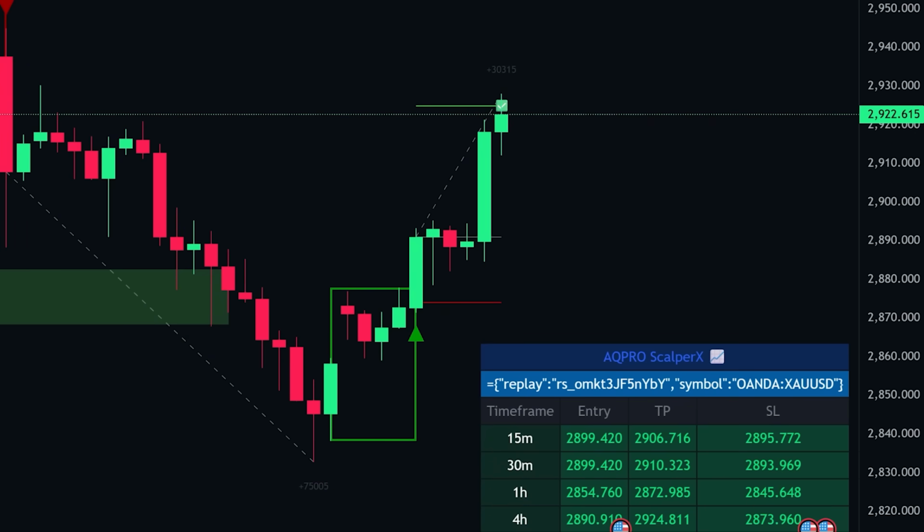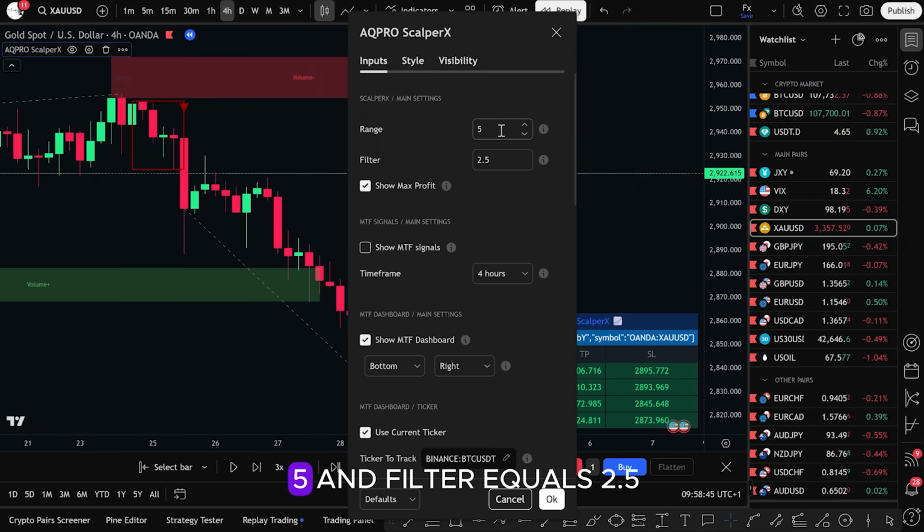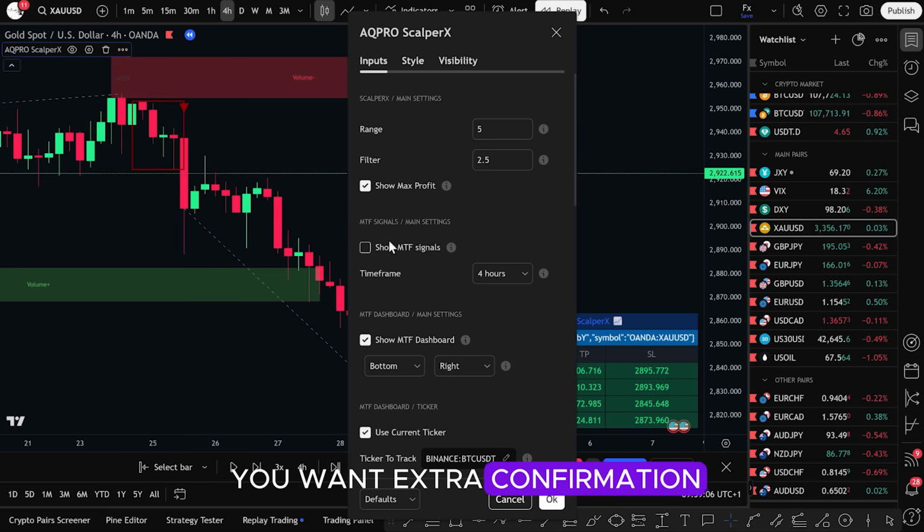Let's go over the AQ Pro Scalper X settings. Start with range equals 5 and filter equals 2.5 for quick, clean signals. Turn on max profit to see how far trades go. Skip MTF signals unless you want extra confirmation.